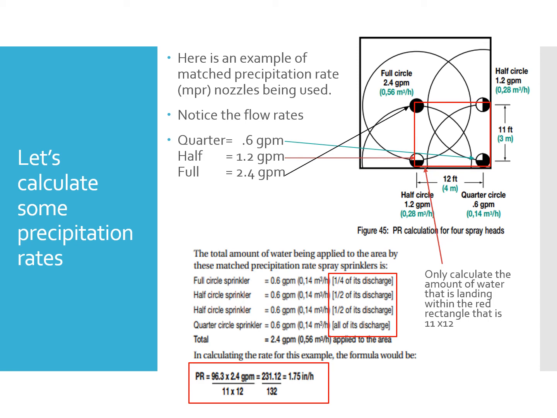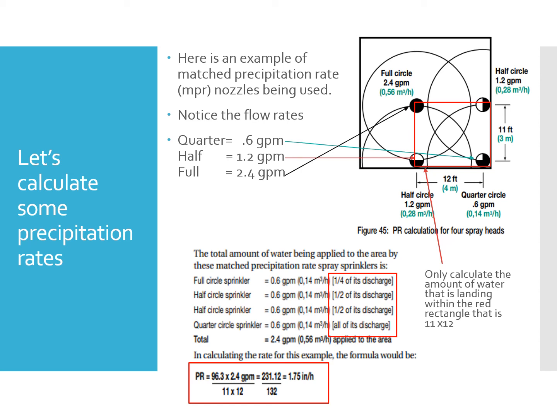as the half circle. Okay, so in this illustration, let's just imagine that this sprinkler system just goes on and on, and it's a really big system. Well, we don't want to have to add all of them up to figure out the precipitation rate. So we're just going to take a representative sample of that landscape to calculate the precipitation rate. Here we have the spacing that's 11 by 12. We know what the flow rates are. Now we just have to figure out how much water is actually landing in this particular space.